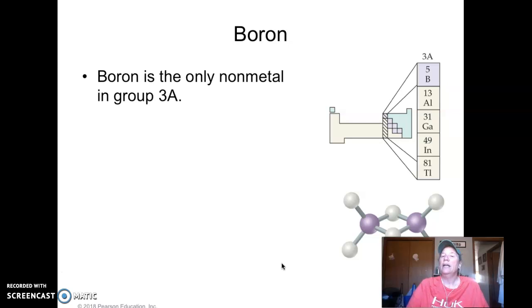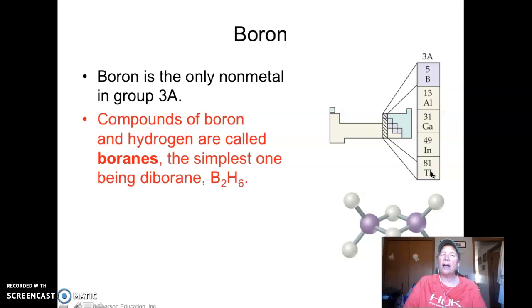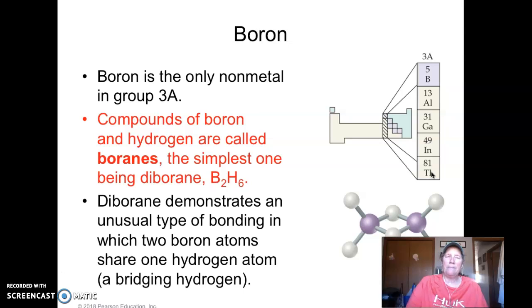Okay, we have boron, which is next to silicon, sorry. Boron is group 3. It's the only non-metal in that group. Then you have aluminum. The rest are metals. Okay. Boron and hydrogen compounds are called boranes. The simplest is diborane, which is B2H6. It has a kind of bridging hydrogen atom. It's got a weird bonding because it doesn't form an octet, which is weird. But they move around enough so that they're okay.